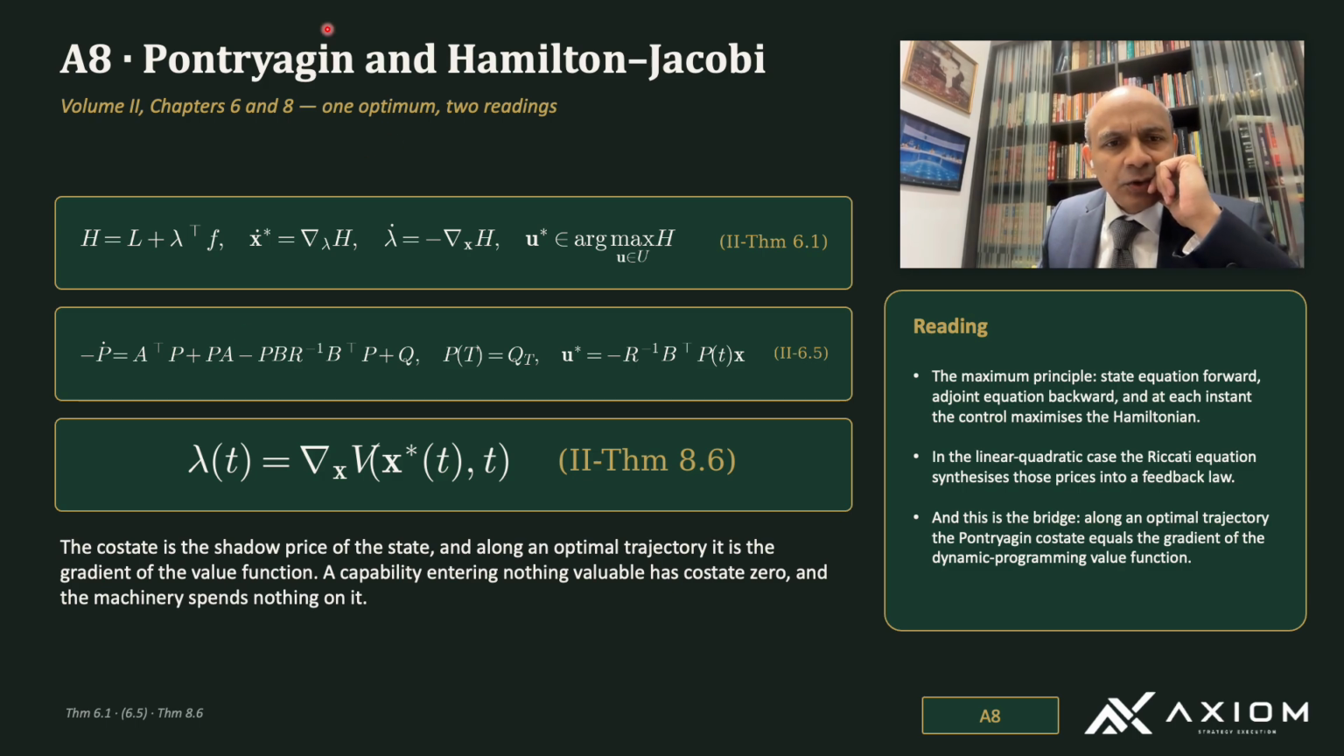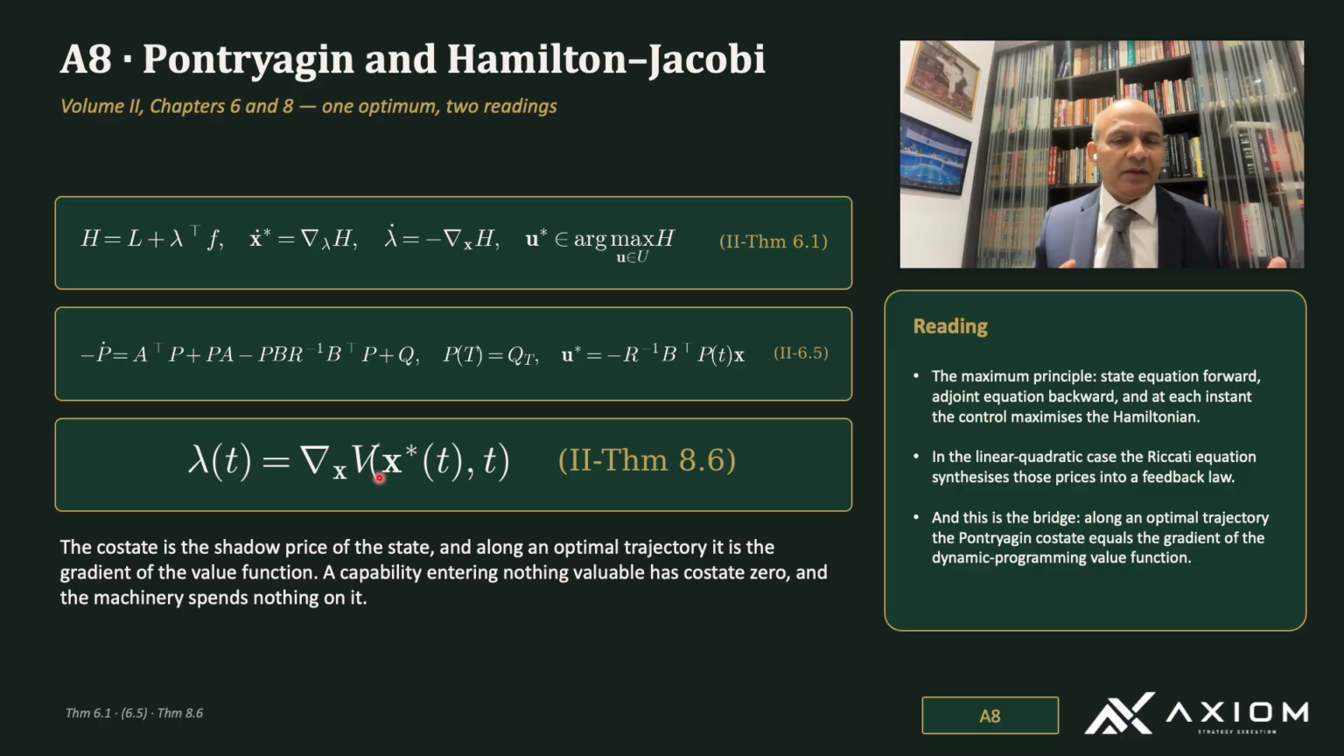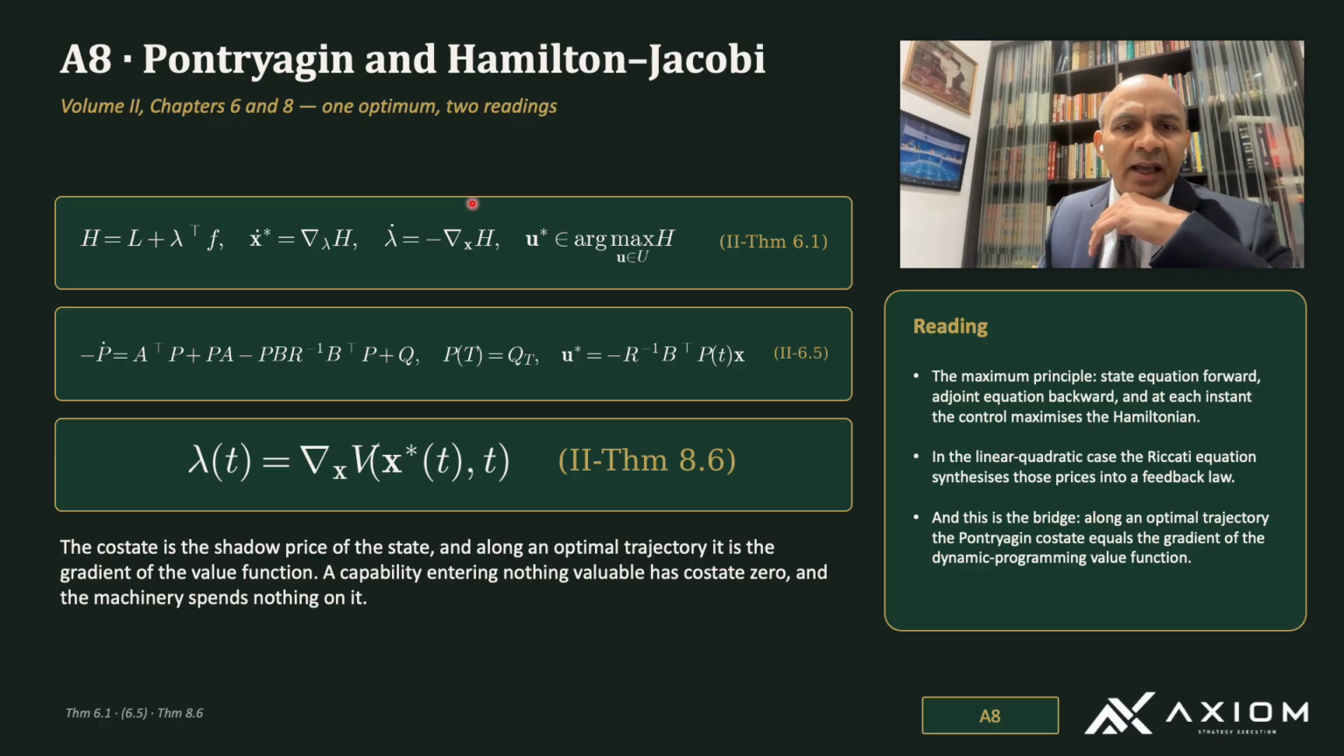And now that takes us to the third equation. Along the optimal trajectory, the Pontryagin costate equals the gradient of the dynamic programming value function. So that's where we see the link between HJB and Pontryagin. This says that along the optimal trajectory, the Pontryagin costate lambda is exactly the gradient of the HJB value function of the state. So Pontryagin's shadow price approach and Bellman's value function approach are two representations of the same underlying optimality structure. Okay?